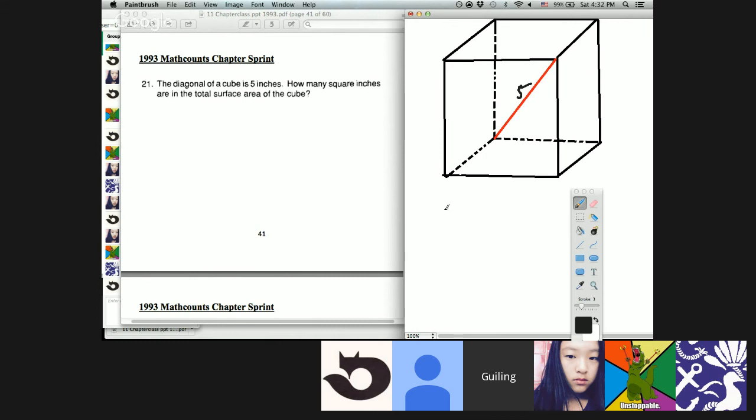If this is A, then the diagonal through the inside is equal to A root 3. You can solve that out by first finding this diagonal, which is A root 2, and then using the Pythagorean theorem with this side. So it's 2A squared plus A squared equals x squared. So A root 3 is equal to 5. It asks for the total surface area of the cube, so what we're looking for is 6A squared. Let's just square everything, and we get 3A squared equals 25. The question asks for 6A squared, which is going to equal 50.